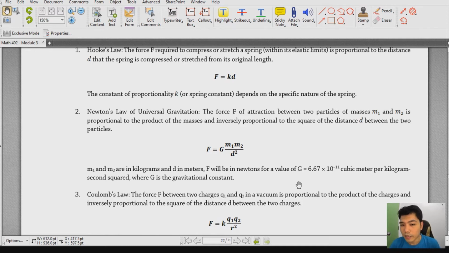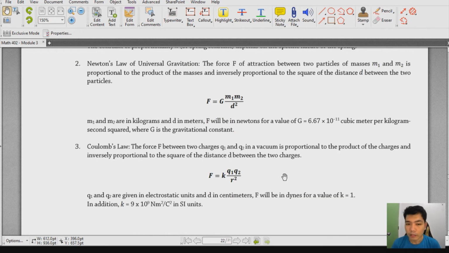Now how about the last one? This last one is like Newton's law of universal gravitation, in a sense that we apply this kind of formula to charges. Coulomb's law states that if you have two charges, the product of these two charges divided by the square of the distance between them, multiplied by Coulomb's constant, that's 9 times 10 to the 9 newton meters squared per coulomb squared, you will be able to get the force existing between these two charges.